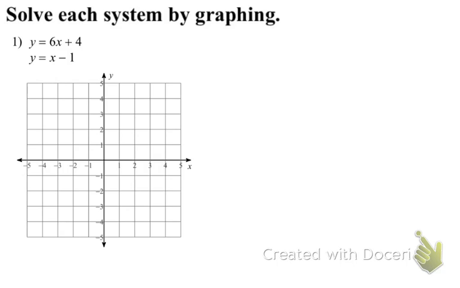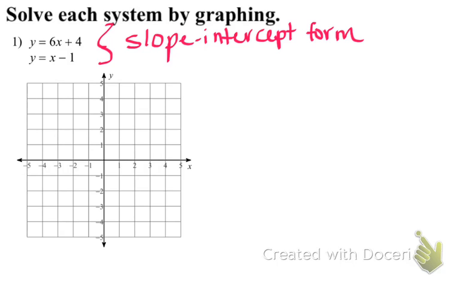So the first one is graphing, and if you look at this first problem in your note-taking guide, and here it is on the screen, we want to solve each system by graphing, and we have y equals 6x plus 4 and y equals x minus 1. Well, these equations are both in what form? Slope-intercept form, which makes it very easy for us to graph these.